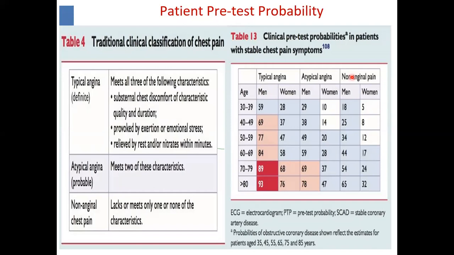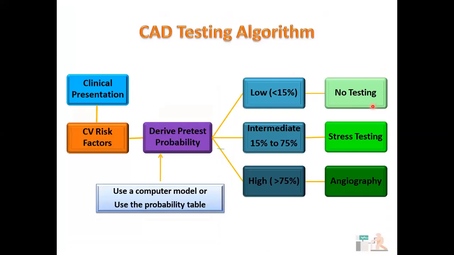But as far as diagnosis of coronary artery disease with respect to the utility of exercise stress testing is concerned, this is an important precondition that we should not overlook. So this is just an algorithm to help us determine the coronary artery disease testing algorithm.